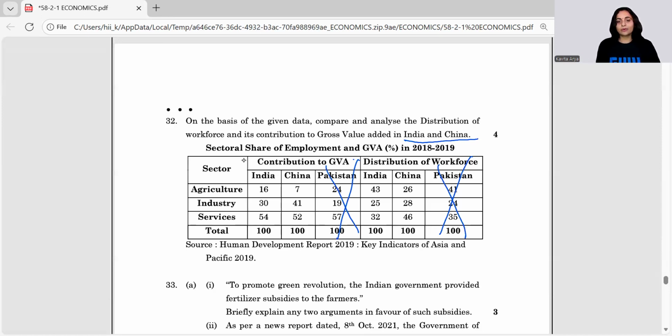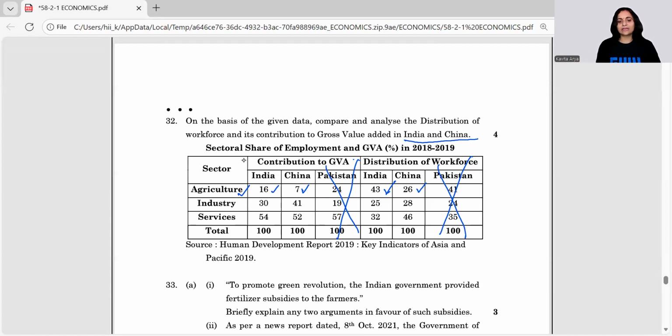They say that the contribution to GVA by agriculture is 7 in China as compared to 16 in India. We would definitely give the reason that Chinese topography and environmental aspects are not conducive for agriculture. That's why the contribution to GVA by agriculture is lesser as compared to India. But when you talk about the workforce here, the workforce of India is far more than that of China. This simply showcases that we do have the disguised unemployment problem prevalent in the rural areas in India.